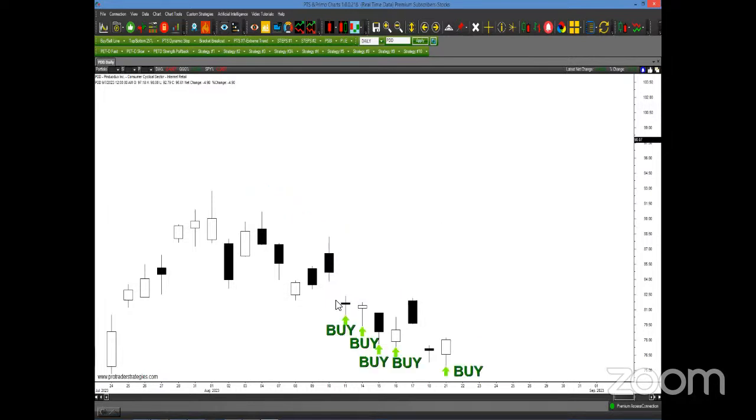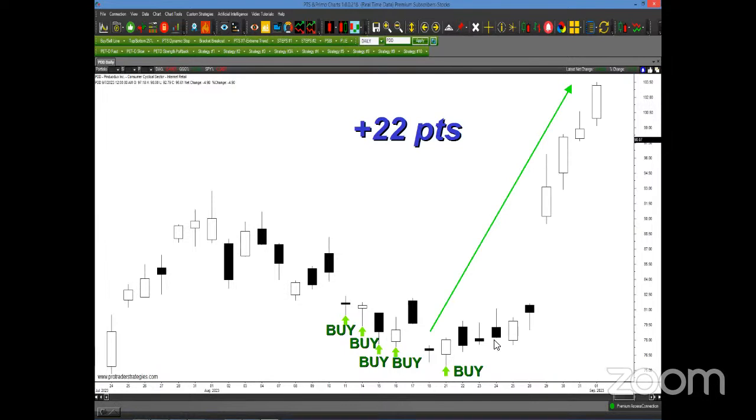And guess what? We had what we call a cluster of buy signals here. When you see signals that are right next to each other or close to one another, this is a high probability sign that it's going to be a big move to the upside. Not guaranteed, but a high probability sign. And then look what happened a week later, up 22 points.